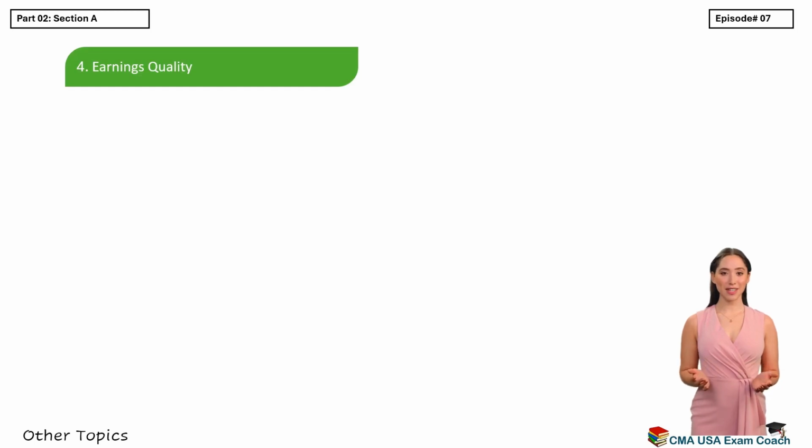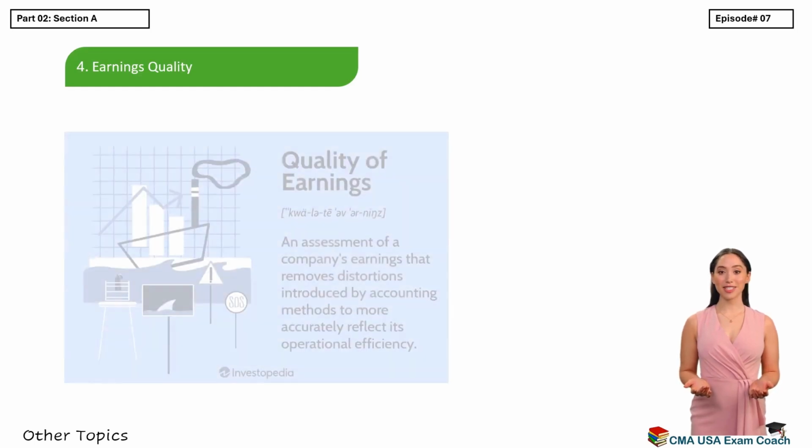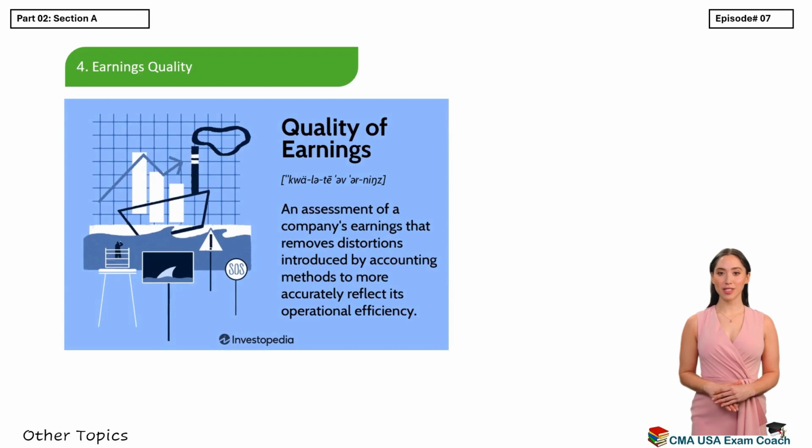Next, we are discussing earnings quality. Earnings quality refers to the degree to which a company's reported income truly reflects its actual financial performance. Higher earnings quality means the profits are sustainable, repeatable, and based on real economic activity. Low-quality earnings might be inflated temporarily by using aggressive accounting methods or one-time events, and they are not sustainable.